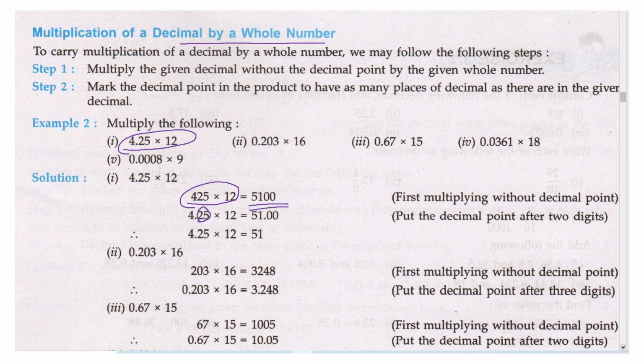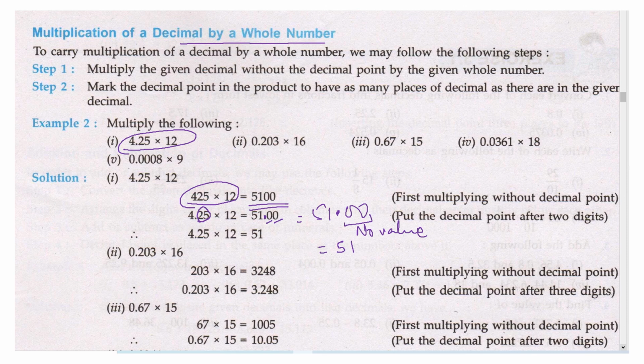So what you do, from the back you count two digits. One digit was this, another was this, and then put the decimal. So the answer is 51.00. And if a number has zeros after the decimal, these zeros have no value. So 51.00 you can write as 51.